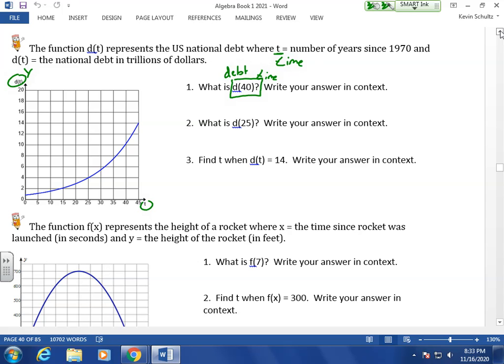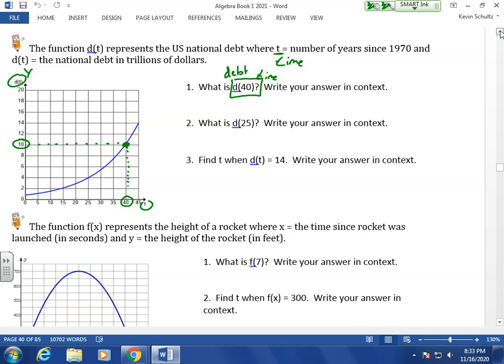So what we do, since, written this way, what is d of 40? They're giving us the input and asking for the value of the function. We go to our t-axis and we find 40, right? 40 is right there. We look for the y value or the debt value that corresponds with that. When t is 40, the debt is at 10, right?